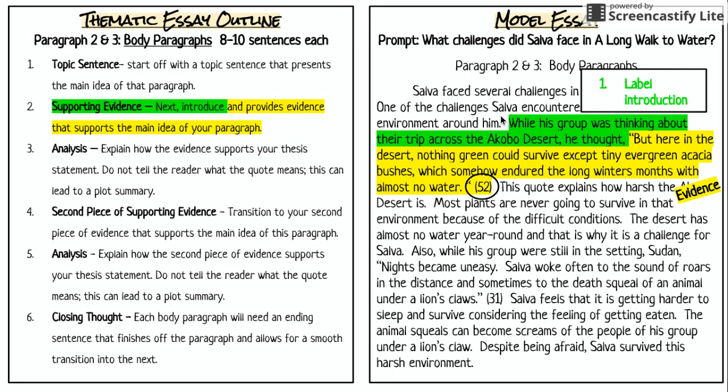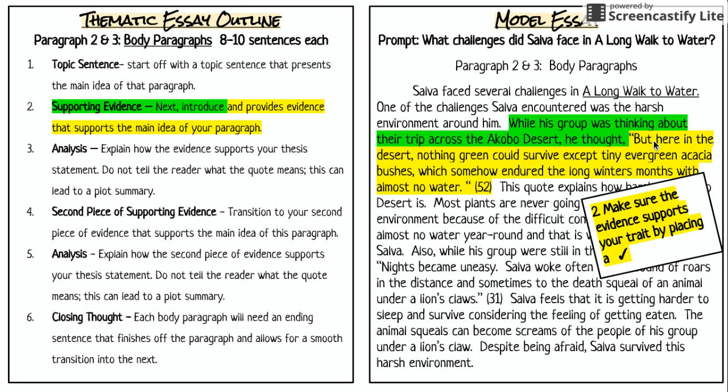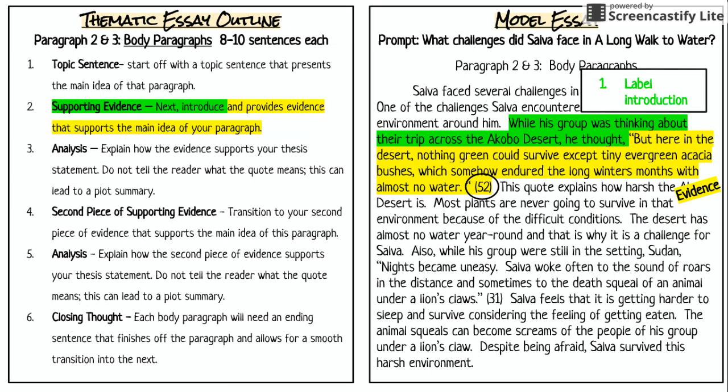This is the introduction. Before the evidence, we have, "While his group was thinking about their trip across the Akobo Desert, he thought." It's a very brief description that's just letting the reader know that this evidence is taking place in the Akobo Desert. Please find your introduction, which should take place right before your evidence, and label it introduction. Great job.